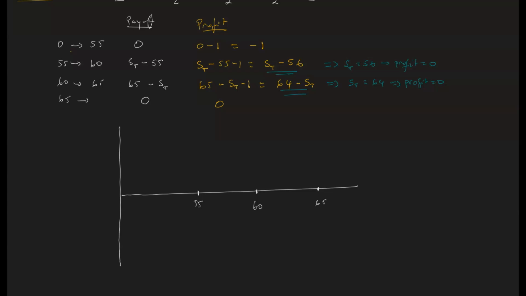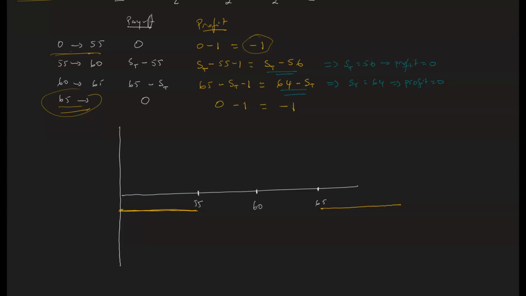Now, we also know that between 0 and 55, we're always going to lose $1. So that's going to be minus 1. We're always going to be here minus 1. And for the last one, we would be 0 minus 1, so minus 1 here. So it's also going to be minus 1. For this last scenario, we have minus 1 as well.